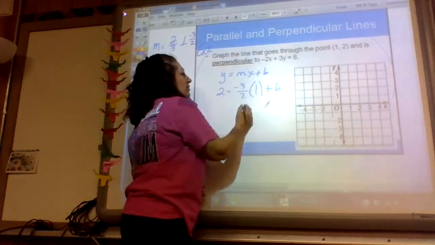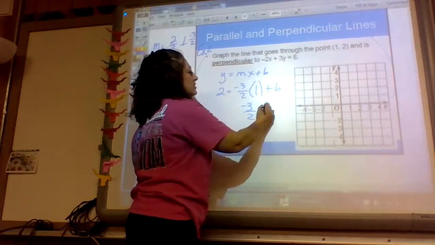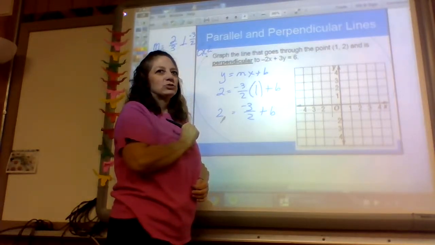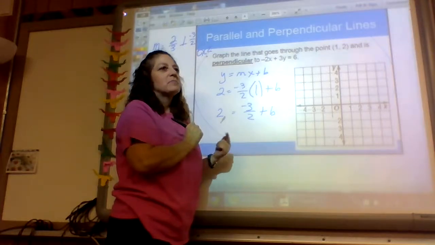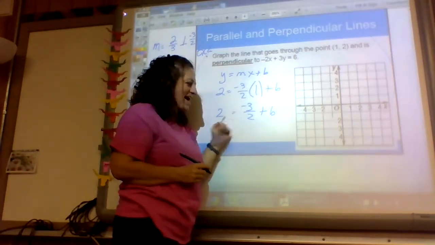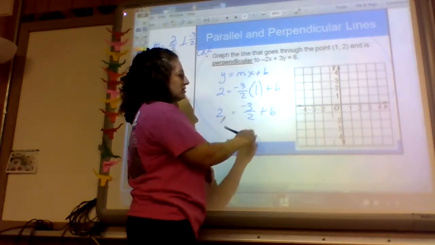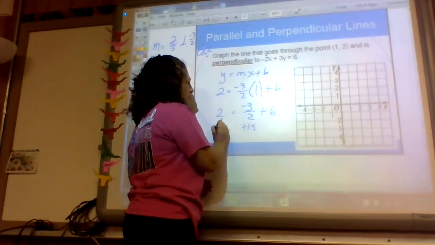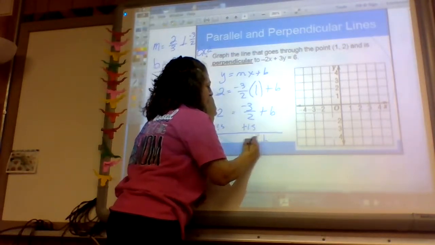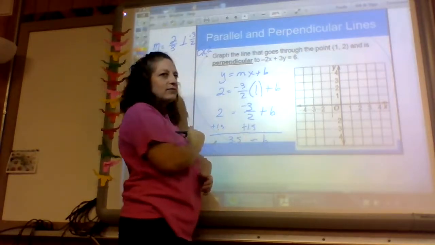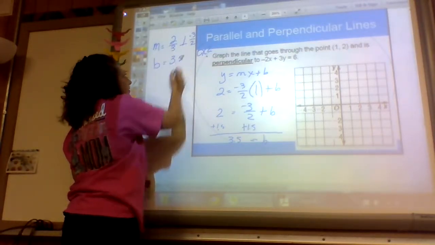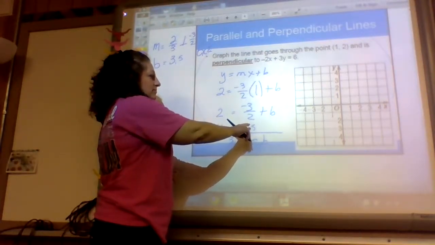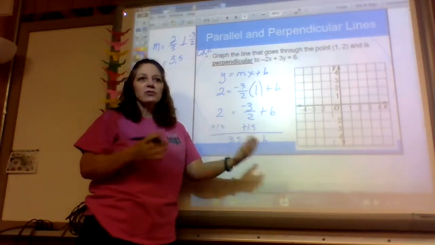Okay, so when we multiply, we get our negative 3 halves. What is 3 halves in a decimal? 1.5. I think for me, it's easier to add in a decimal right here instead of that fraction. So I'm just going to move it by adding that 1.5 to both sides. And my b is found at 3.5. You could have left it 3.5. You could have changed to a common denominator, whichever way you want to do that to add.